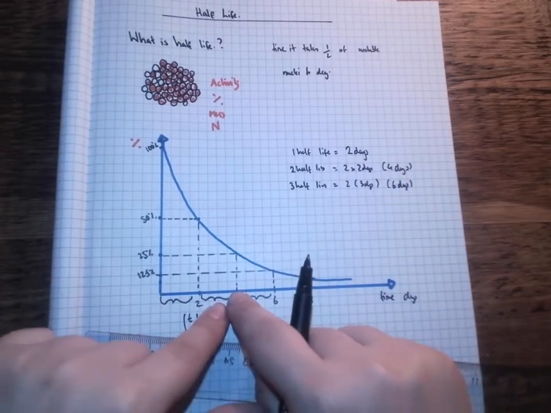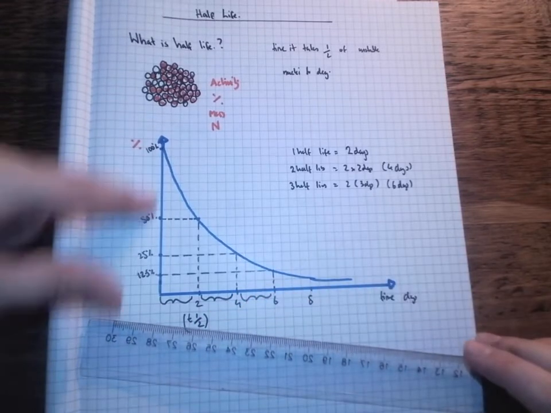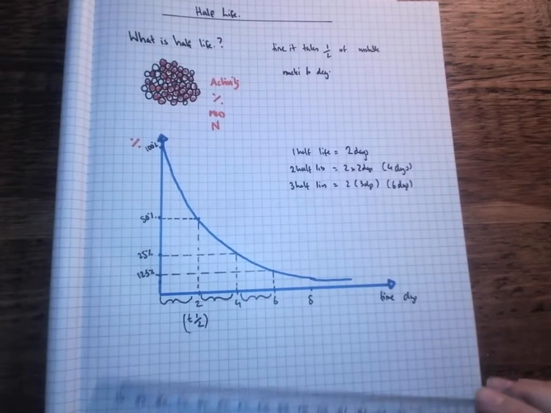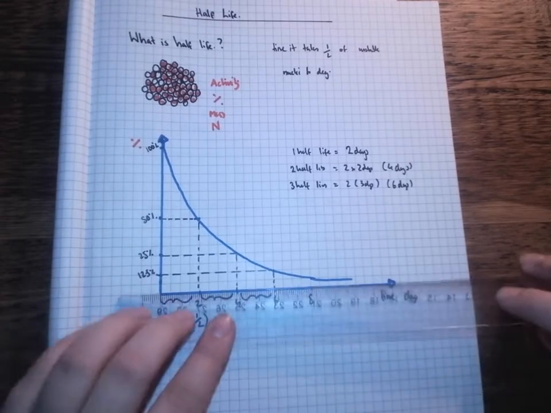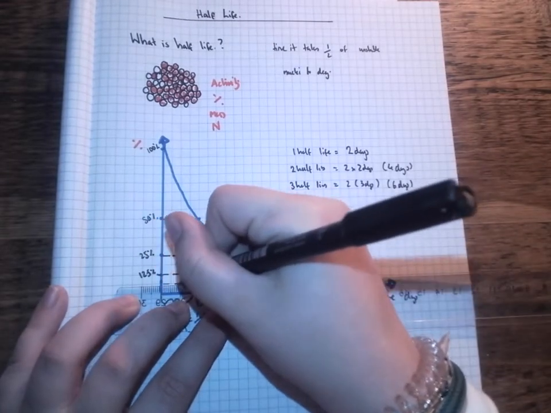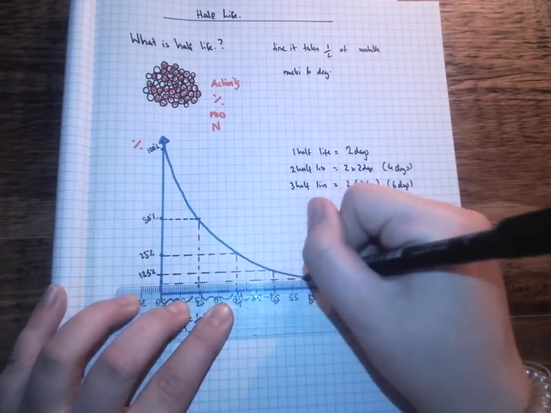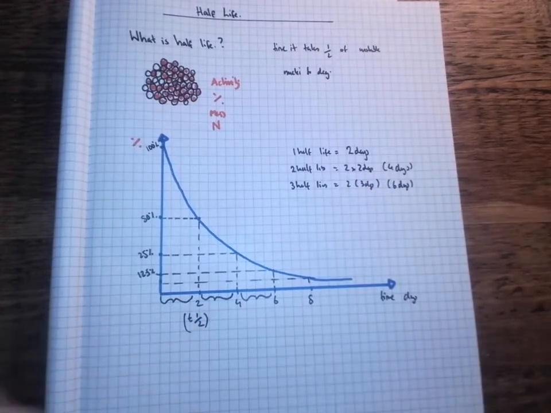So a half-life is equal each time, and each time I'm halving the amount. So if I went again, I would get down to 6.25%, and you would see that then 8 days have passed, or 4 half-lives have passed.